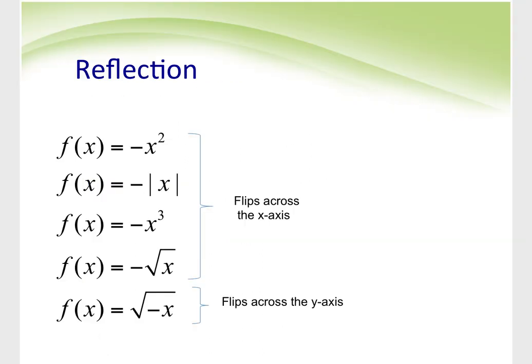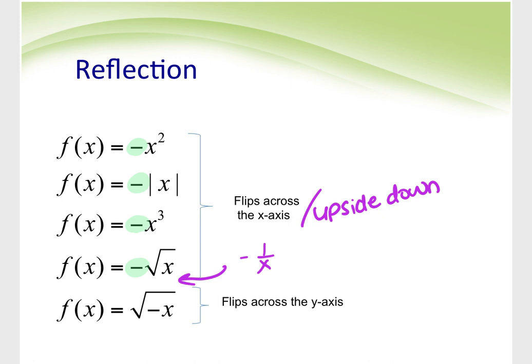Okay, then comes the reflection. If there's a negative on the front of your function, so notice all of these are in front of it, a negative x squared, a negative absolute value of x, or a negative x to the third, or a negative square root, it flips it across the x-axis. It flips it upside down. You can add in there the negative 1 over x. It would be the same. Flips it upside down.